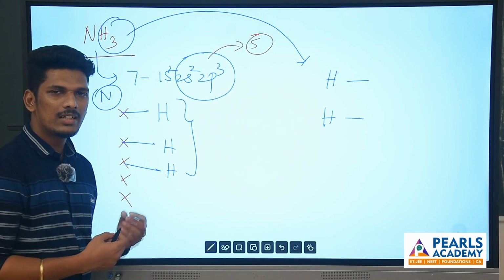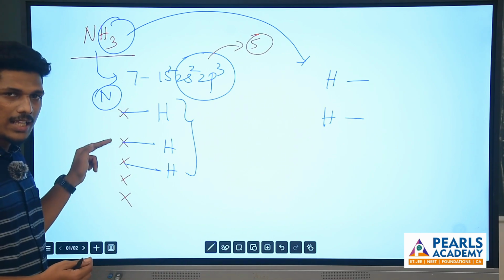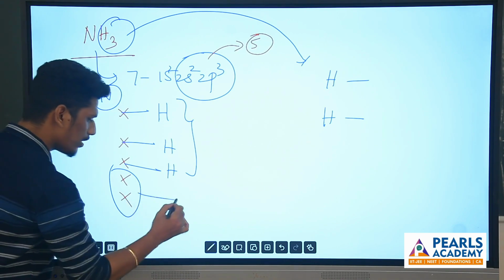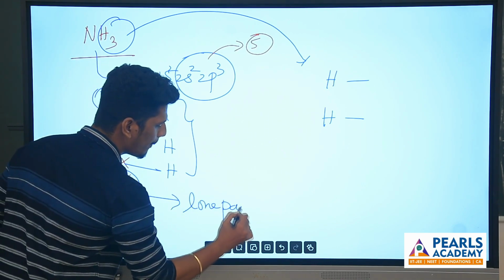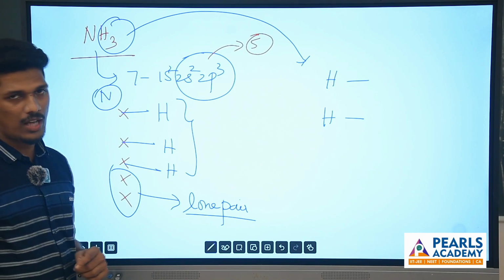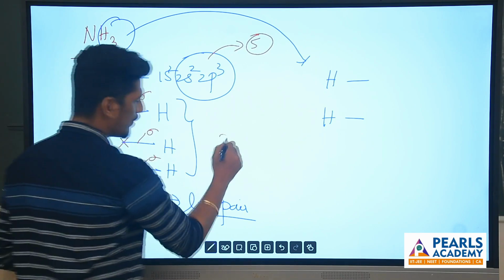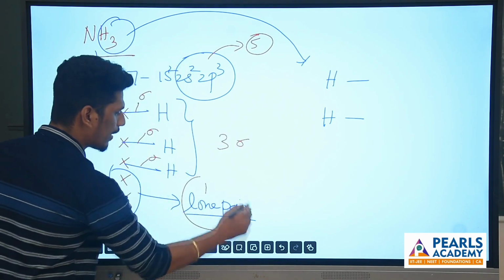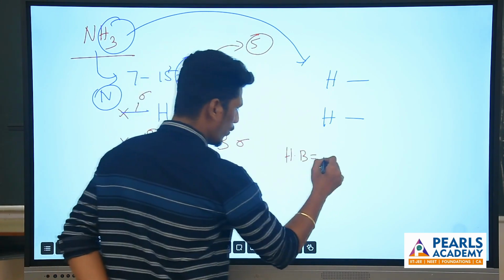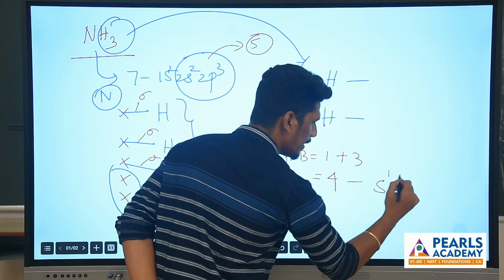Now I look at nitrogen to find whether it has extra electrons other than the bonded electrons. These 3 electrons were bonded. Other than that, I have one pair of electrons in the nitrogen shell. This pair of electrons is called a lone pair. So finally I found that one lone pair is present on nitrogen in the NH3 compound. And how many sigma bonds are there? This one, this one and this one. So totally we have 3 sigma bonds and 1 lone pair. Hybridization is nothing but the addition of these two: lone pairs are 1 and sigma bonds are 3, so totally 4. 4 means s1 p3.